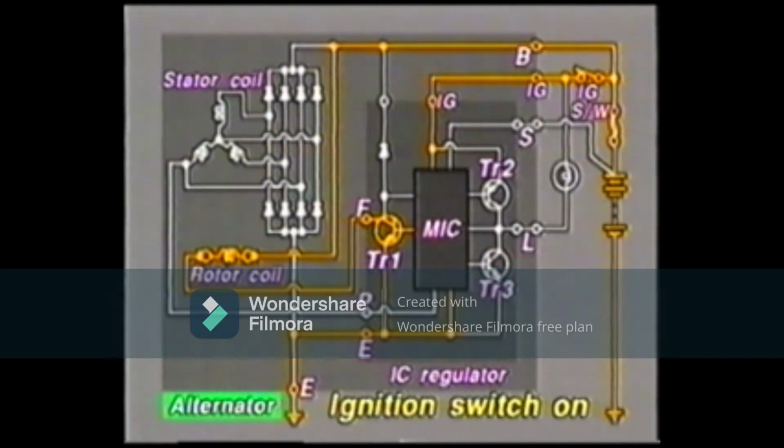At this moment, to control the discharging of the battery, the MIC keeps the current to the rotor coil below 0.2 ampere by repeatedly switching transistor TR1 on and off. Current is not produced yet, so there is no voltage at the terminal P. The MIC senses this and turns transistor TR2 off and transistor TR3 on. The charge warning light, therefore, goes on.